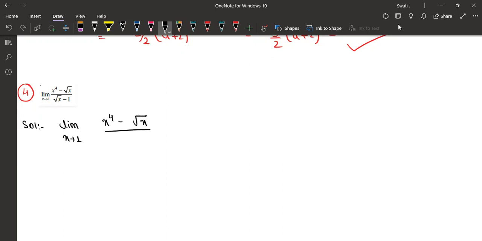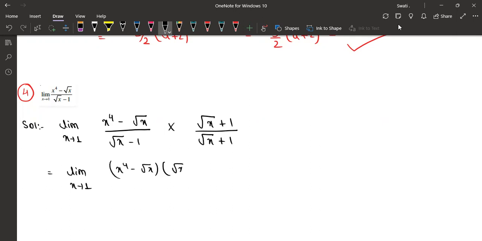So x raised to 4 minus root x upon the root x minus 1. So here I'm not writing few things, but of course you can just add all those things whenever you write down all these questions in your exams, by rationalizing the denominator. So of course I'm rationalizing the denominator here. So of course root x plus 1 I'll multiply and root x plus 1 I'll divide. Now simply numerator will get multiplied by the numerator. So this is x raised to 4 minus root x times root x plus 1. And in the denominator, we are having root x minus 1 times root x plus 1, right?